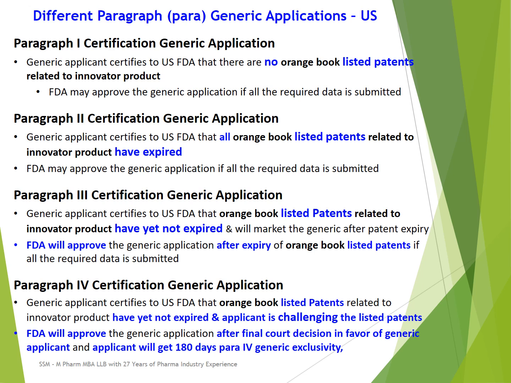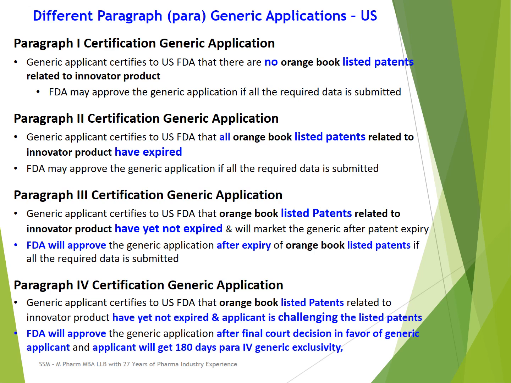Second is the Para 2 certification generic application, in which the applicant certifies to FDA that all Orange Book listed patents related to the innovator product have expired. So in that case also, no issue. FDA may immediately approve the generic application if all the required data is submitted.